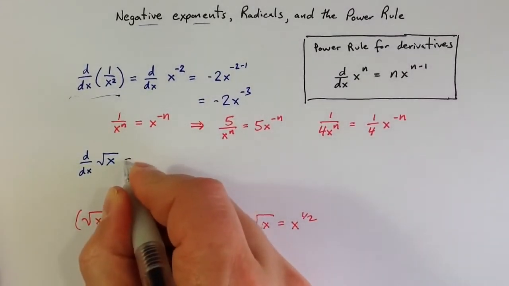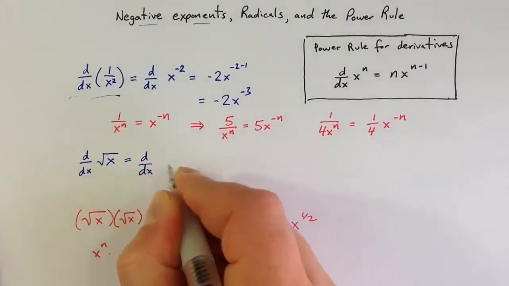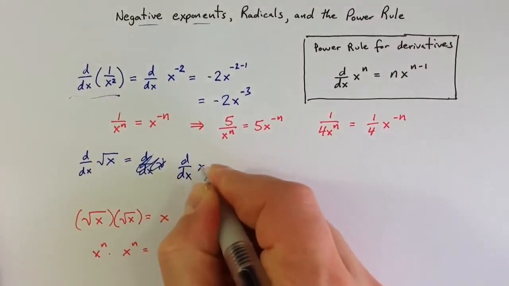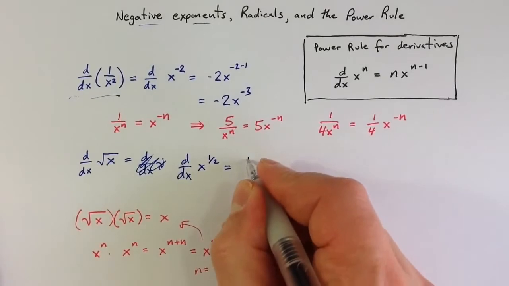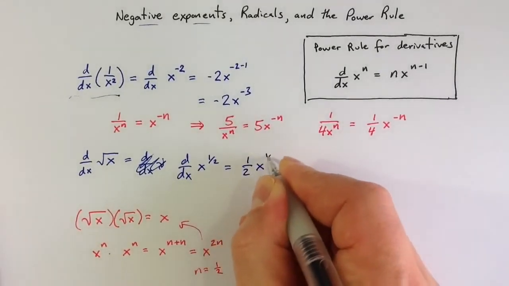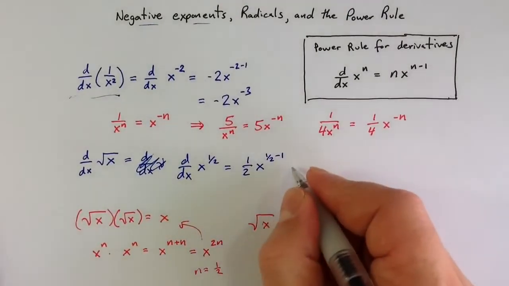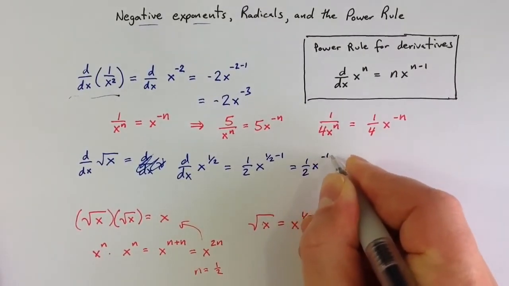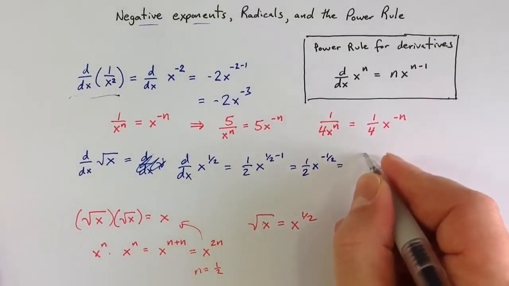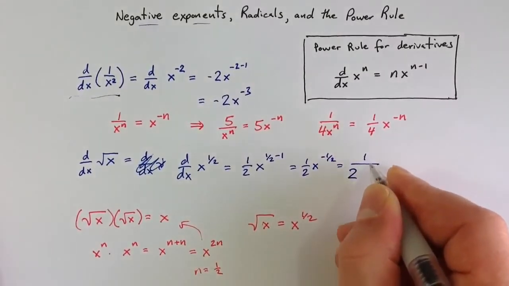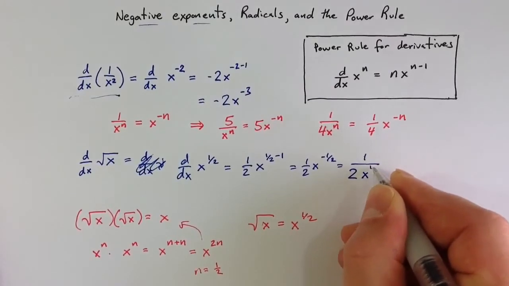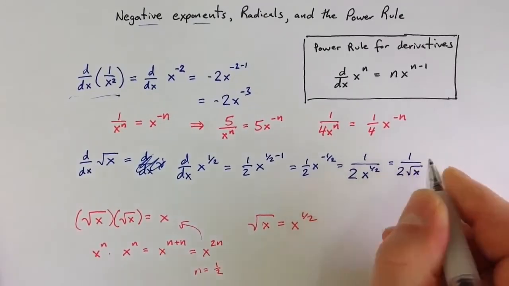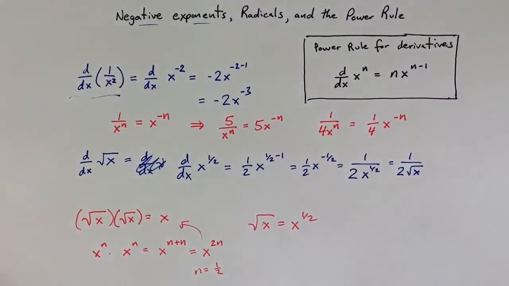So we could find the derivative for the square root by translating that to the derivative of x to the 1/2. And so that becomes 1/2 x to the 1/2 minus 1. Subtracting 1 gives me negative 1/2, so I get 1/2 x to the negative 1/2. And we could rewrite that as 1 over 2 times x to the positive 1/2, which is the same as 1 over 2 times the square root of x, if we wanted to put it back in the square root form.